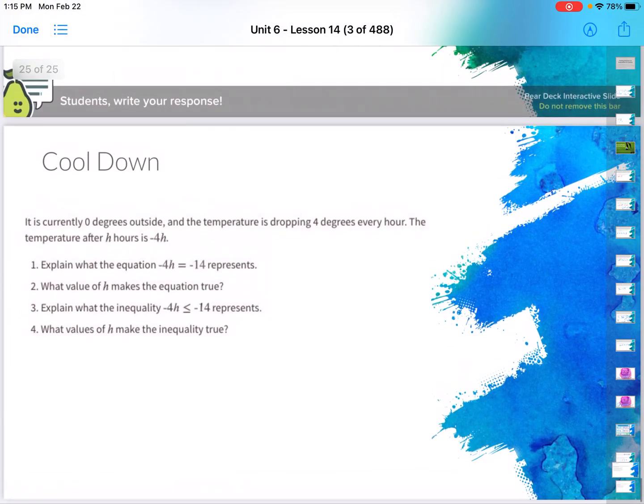All right, so now you've got your cool down. It is currently 0 degrees outside and the temperature is dropping 4 degrees every hour. The temperature after H hours is negative 4H. Explain what the equation negative 4H represents. What is the value of H that makes the equation true? Explain what the inequality negative 4H is less than or equal to negative 14 represents, and what values of H make the inequality true. So you're going to kind of be doing several select alls.